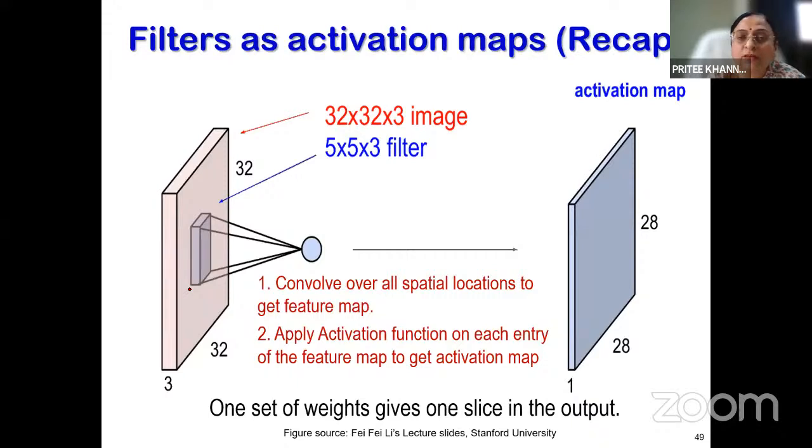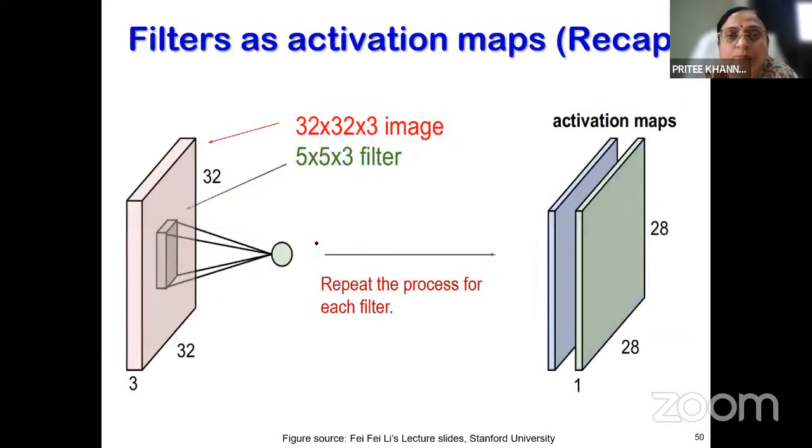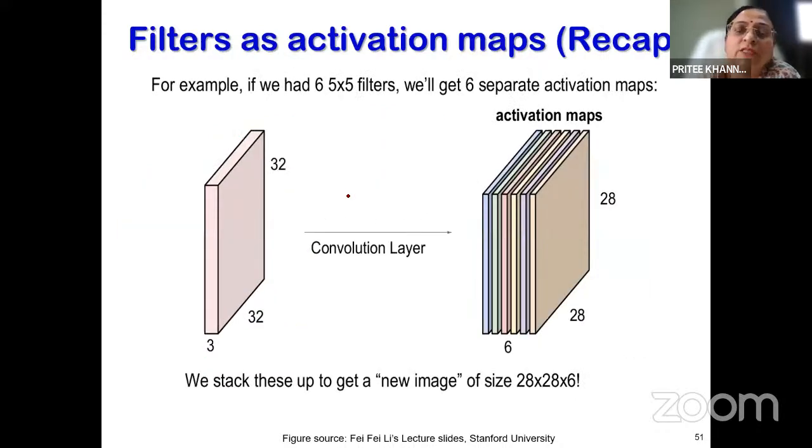Now again, let me revise, so that there should not be any confusion. Let us say this is your image, 32 cross 32 cross 3, and the filter is 5 cross 5 cross 3. You convolve this filter over all spatial locations to get your feature map, right? Then you apply the activation function, and that is how you get this activation. One set of weights will give you one activation map. Now you repeat it for another filter, so you get another activation map. The size is 28 cross 28, right? Like that, you can see these 6 filters are there, so you get 6 activation maps. That is the size there.